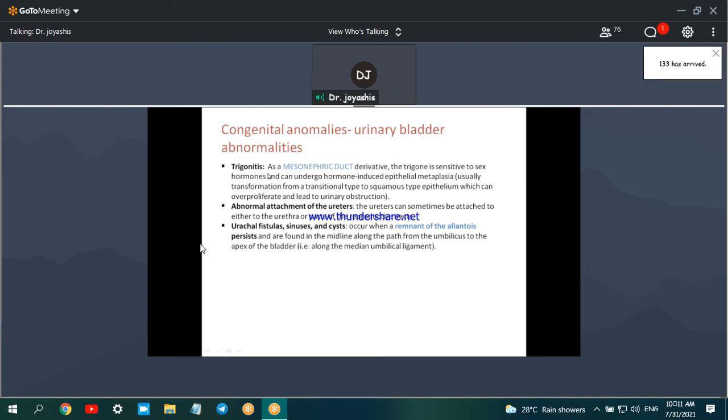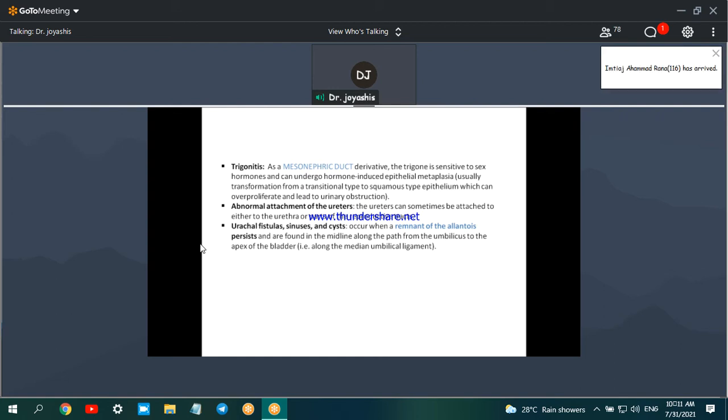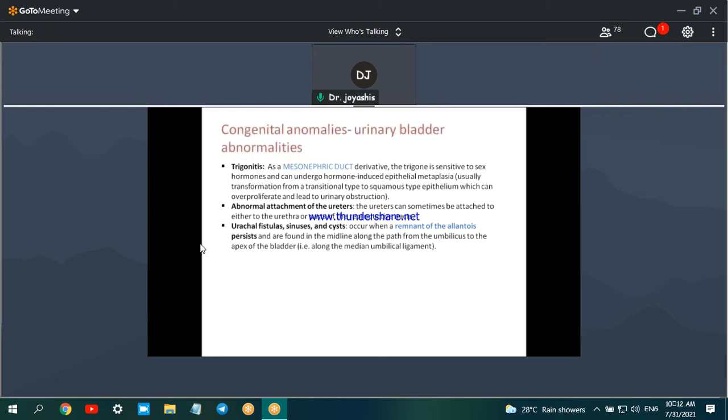First we are discussing trigonitis. What is trigonitis? The trigone is a mesonephric duct derivative. The trigone is very sensitive to sex hormones and can undergo hormone-induced epithelial metaplasia. Usually, there is a transformation from transitional epithelium to squamous epithelium, which can overproliferate and lead to urinary obstruction. You all know the epithelium of the urinary bladder is transitional epithelium. If it transforms into squamous epithelium, it will produce some urinary obstruction, leading to infection of the urinary bladder, which may be called trigonitis.